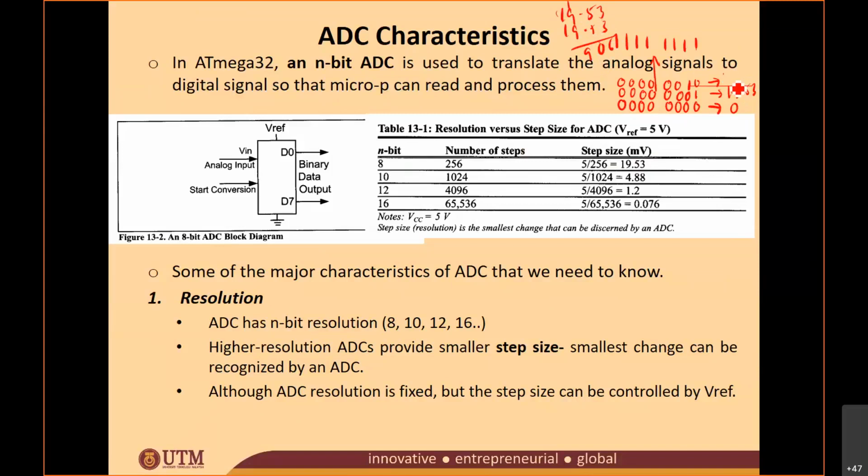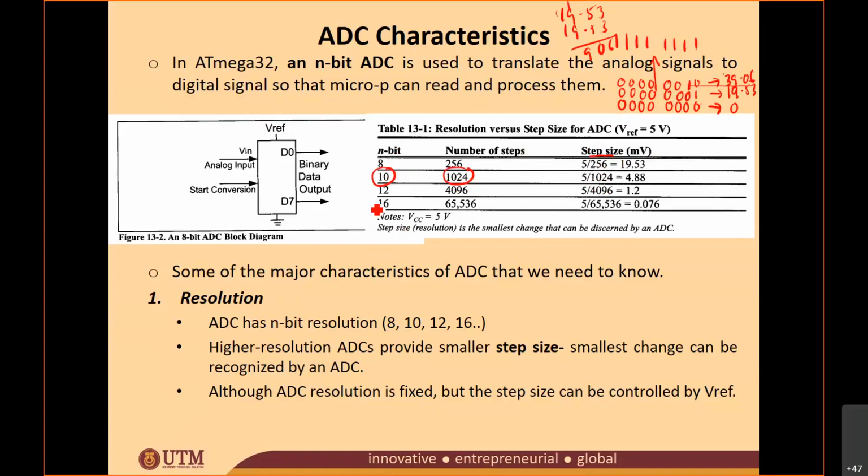Okay, 39.0. So this is your step size. It means that every increment of this ADC value... Okay, so the step size is 19.53. If you have a 10-bit ADC, the number of steps is 1024, and the step size is 5 over 1024, then you will get 4.88 millivolt for each increment of this value here. Okay, so this is the resolution.